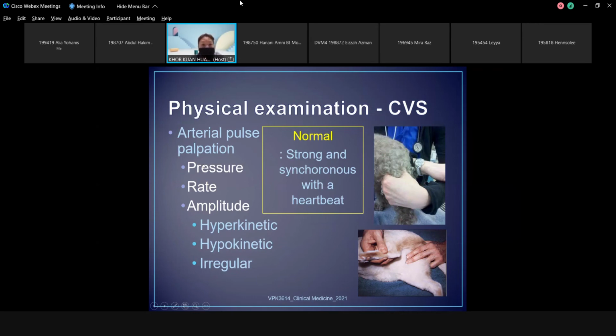So I'm going to explain in this slide. When we feel for the femoral pulse, we are actually doing arterial pulse palpation. We want to know the pressure, we want to know the rate, and we want to know the amplitude. For the pressure, you want to feel whether this pressure feels good, like normal, or this pressure is very faint when you try to palpate.